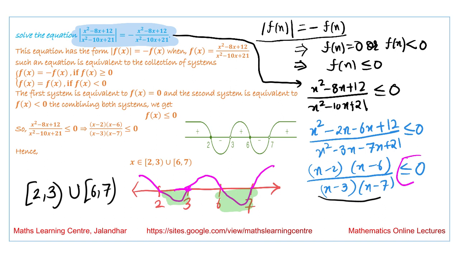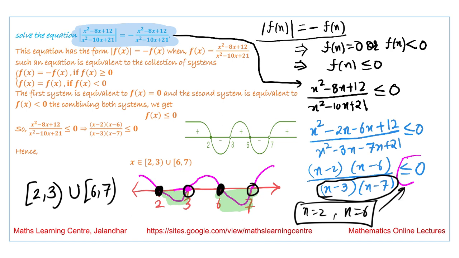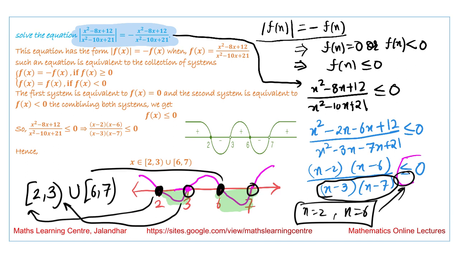Because 3 and 7 are in the denominator, these points are excluded, and 2 and 6 are in the numerator. For x equal to 2 this term becomes 0, and for x equal to 6 this term becomes 0, and equality is there. So these two points are included. That is why we obtain the intervals in this form: on the left-hand side the intervals are closed, and on the right they are open.